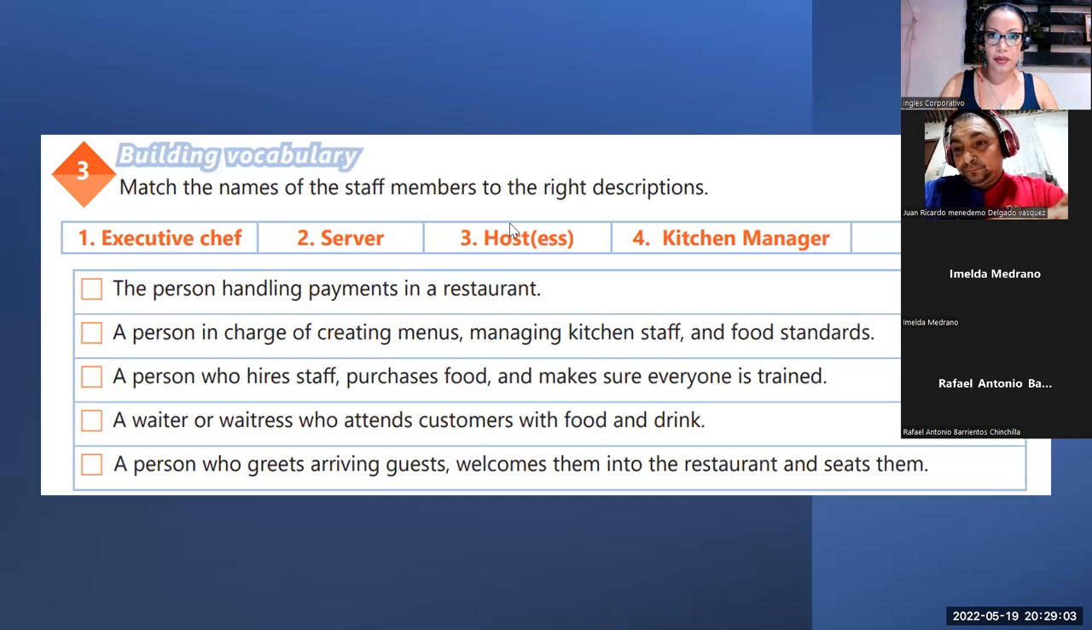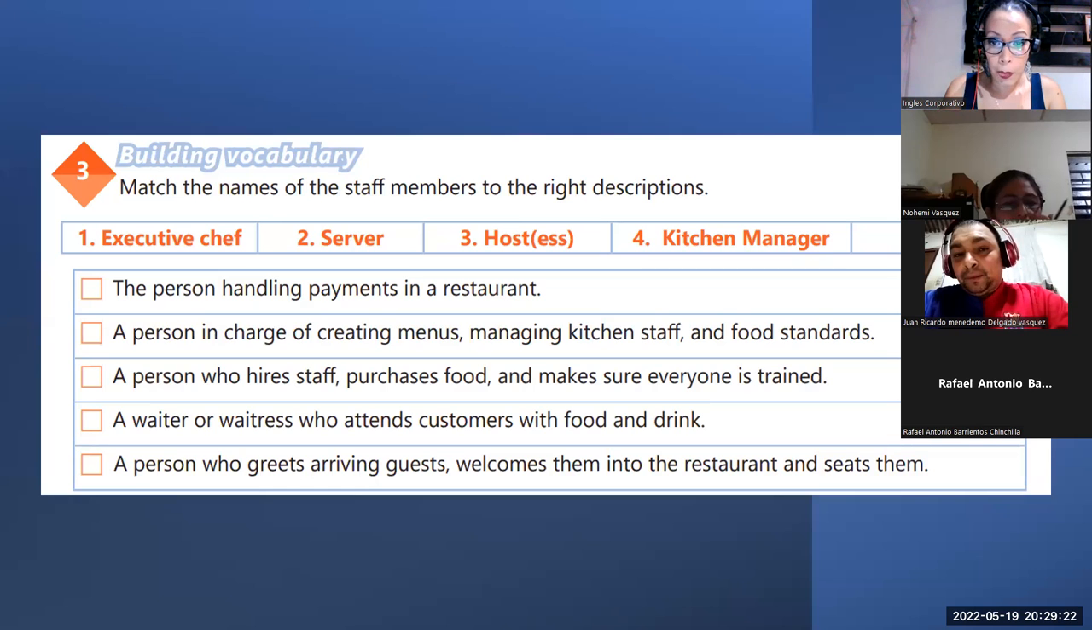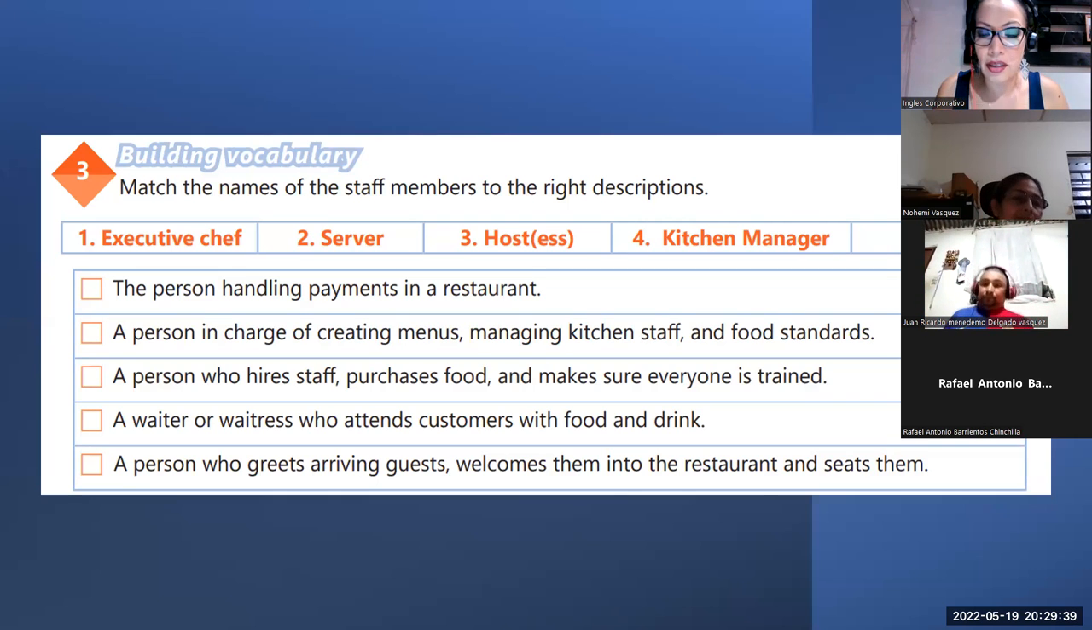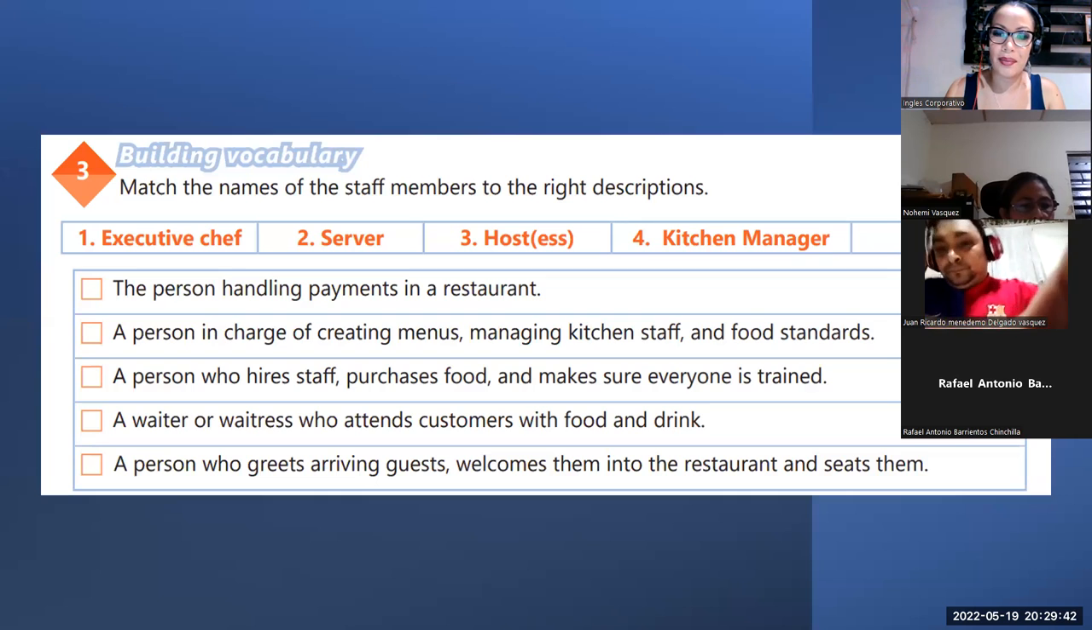Okay, who wants to share the first one? What is the first one? Okay, cashier, can you read the description, please? The person handling payments in a restaurant. Excellent. Thank you so much for your participation. Second? Noemi? A person in charge of creating menus, managing kitchen staff and food standards is the executive chef. Excellent. That is correct, Noemi.